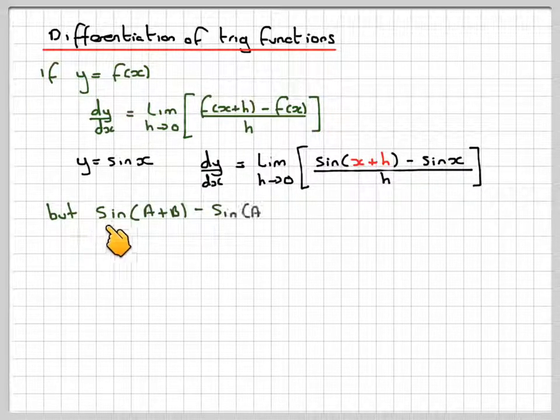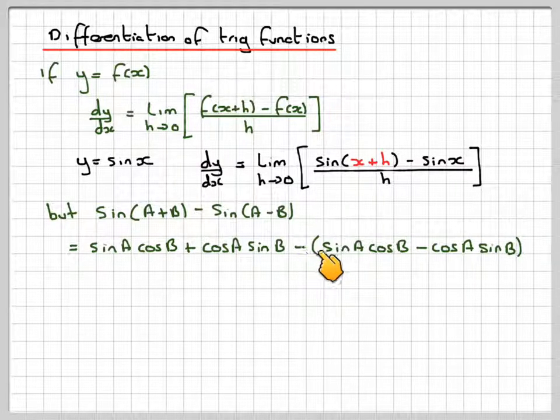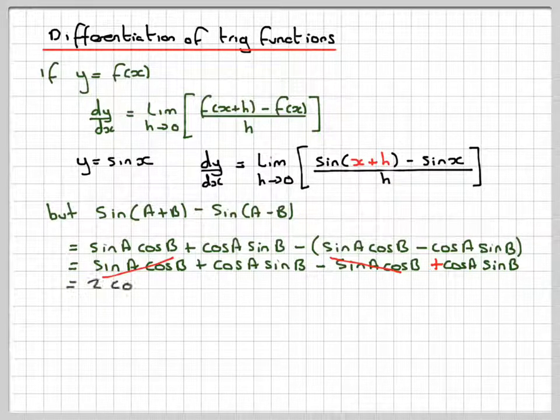But sin a plus b minus sin a minus b, so we're going to do a little bit of trigonometry now, is equal to sin a plus b is sin a cos b plus cos a sin b, minus sin a minus b, which is sin a cos b minus cos a sin b. Removing that bracket, we're going to get minus sin a cos b plus cos a sin b, and we can see that this one here and this one here are going to cancel out, so we'll cancel them out and we're left with just two lots of this.